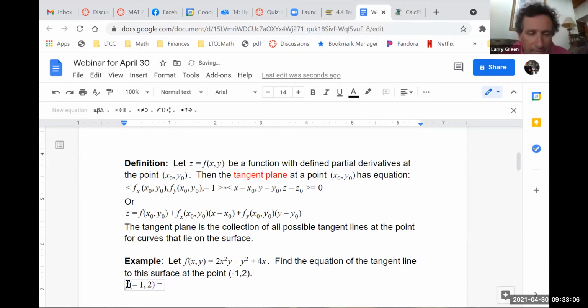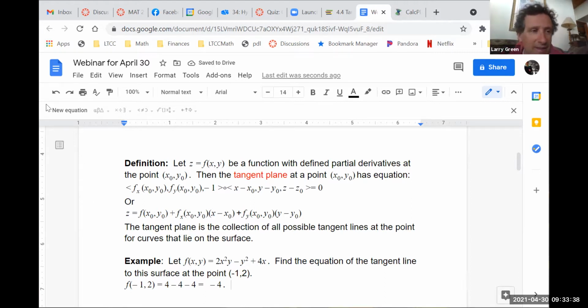Let me just plug in. So let's do it. -1 squared is 1. 1 times 2 times 2 is 4. Minus, and then 2 times 2 is 4. And then plus 4 times -1, which means -4. A lot of 4s here. And that equals -4. Any questions at all on plugging it in?